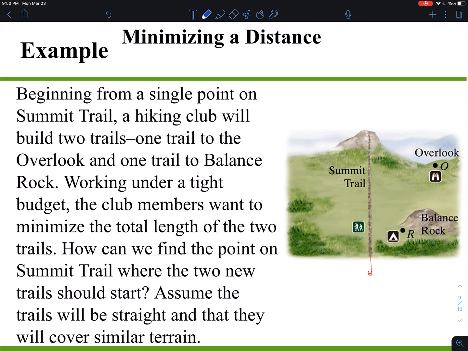Okay, so minimizing a distance. Beginning from a single point on the summit trail. So we're somewhere on the summit trail, moving on the summit trail. We don't know where we are, but we're somewhere on the summit trail. So we're going to call this the line of reflection. And by doing so, you'll be able to see how to make the shortest path possible here to do the problem out well.